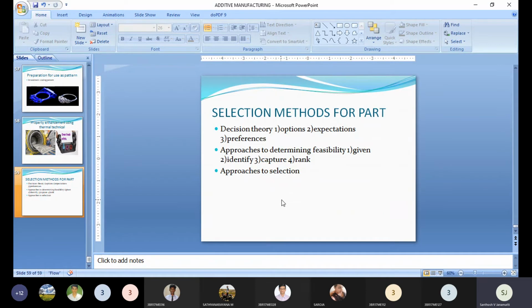It is not easy to select the methods. Simply we cannot select the methods blindly. We will not just take that machine or this machine. No, not like that. There will be a big discussion between the customer, design engineers and process engineers. How best can I select, how best can we produce.